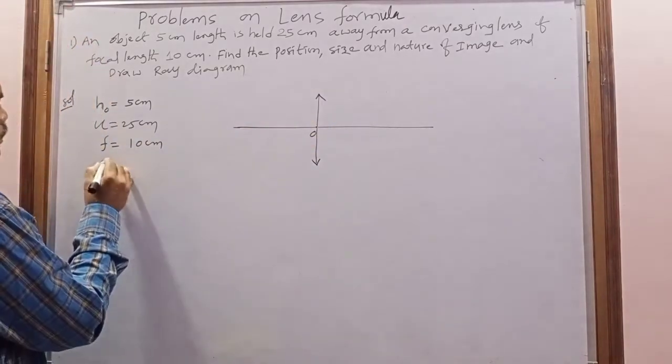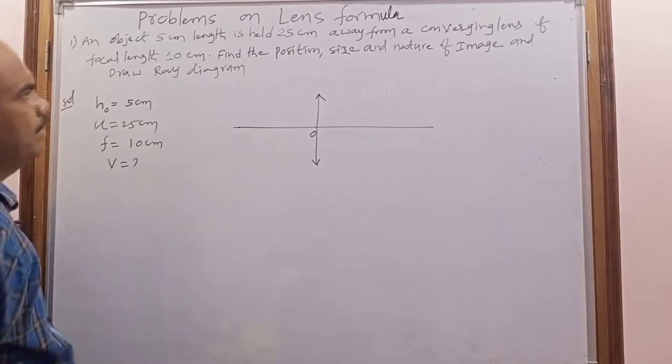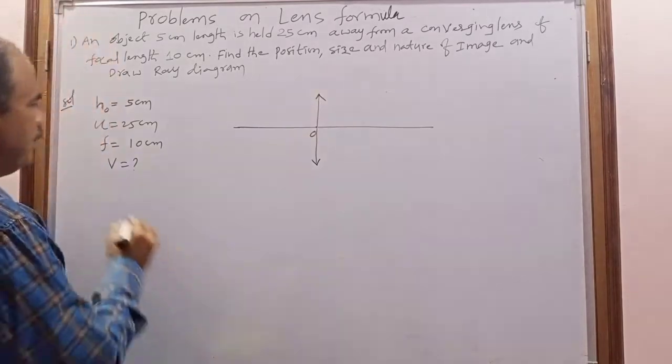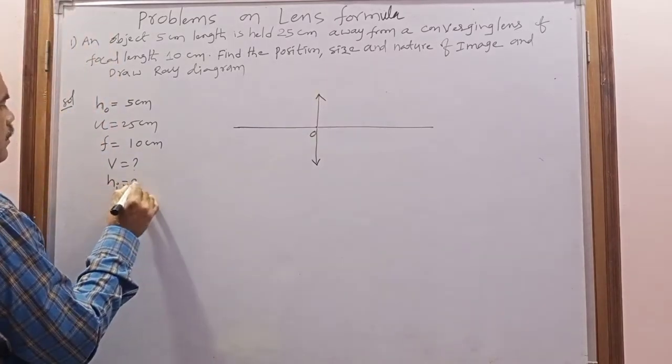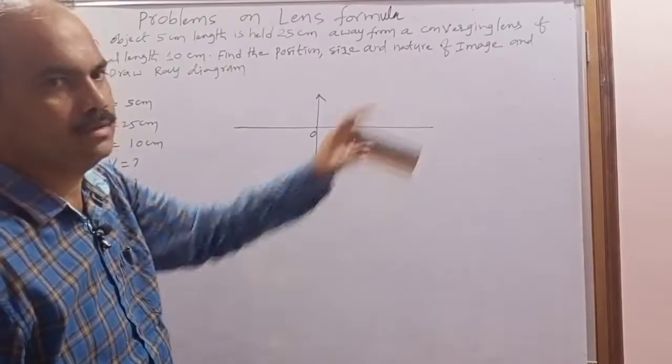Then find the position. Position means you have to find V. And as well as size. Size means the height of the image. And you have to write the nature.